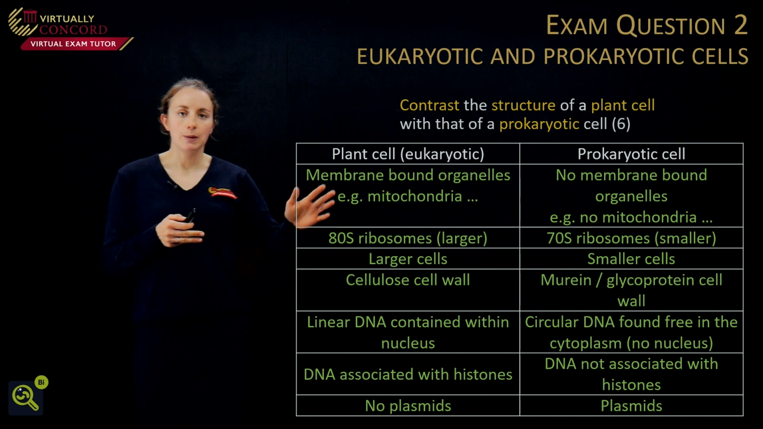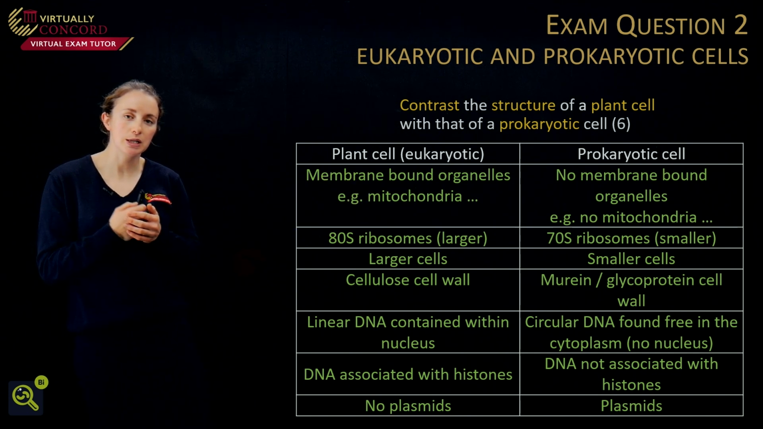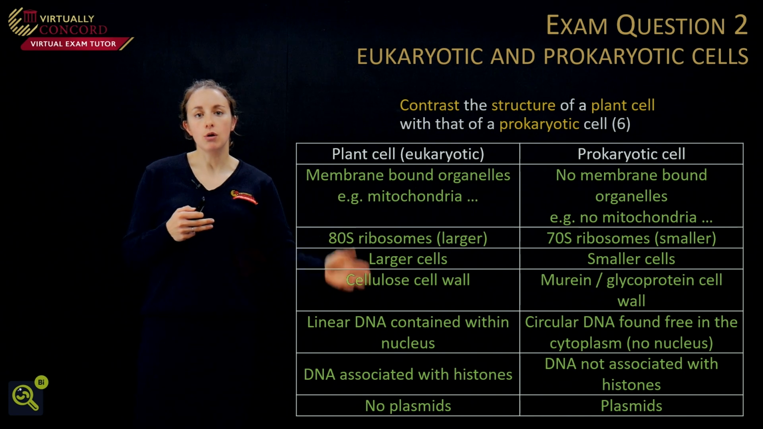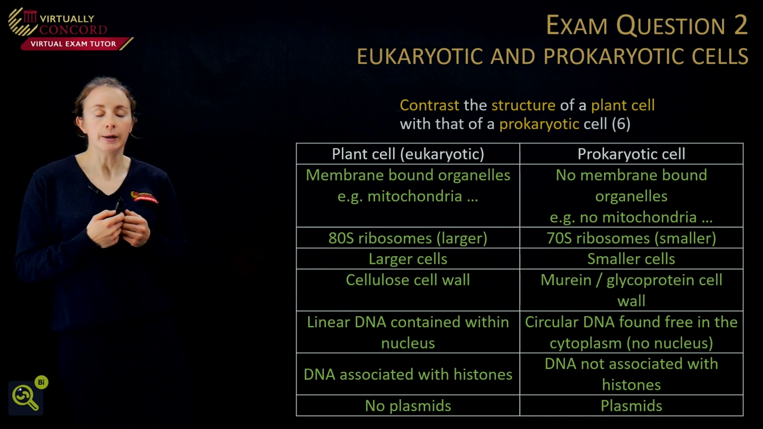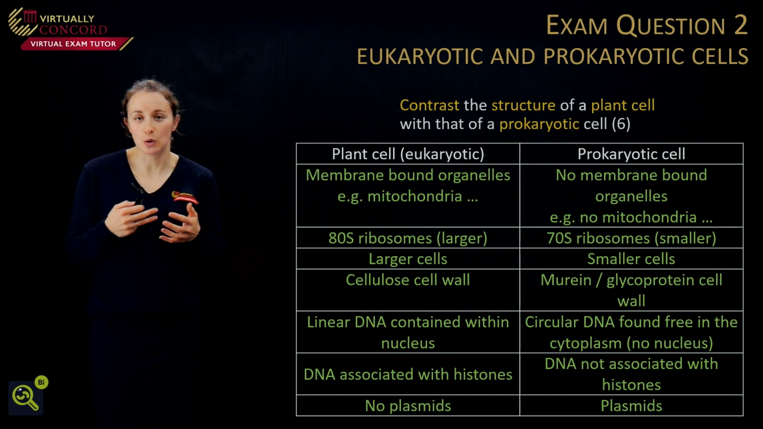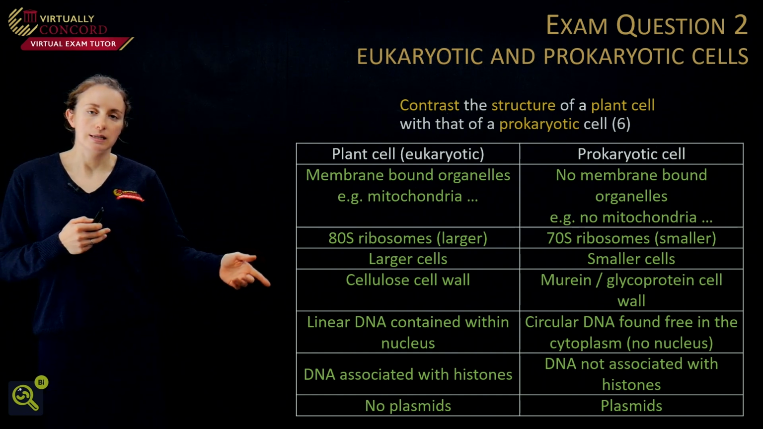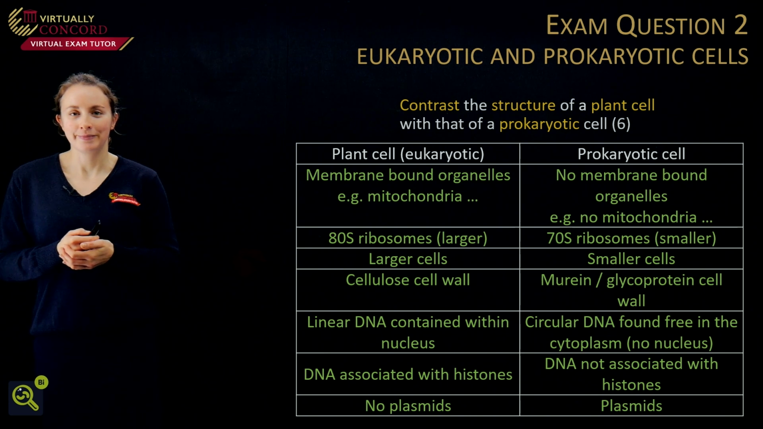And again, using this table, just make sure you make those direct comparisons, and it forces you to say things, for example, there are no plasmids in a plant cell. And that's the kind of thing that if you didn't write a table, you might be tempted not to write, because it's just the fact there's nothing there. So lots of detail, and a table's a good idea.